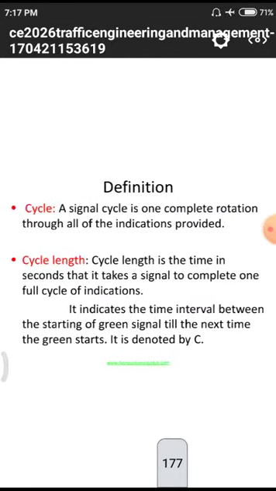Next we have different definitions with respect to these traffic signals. Normally we discussed these definitions in the previous classes, but once again we have to repeat those things. Cycle normally means a complete revolution taking place. Those things we call a cycle.